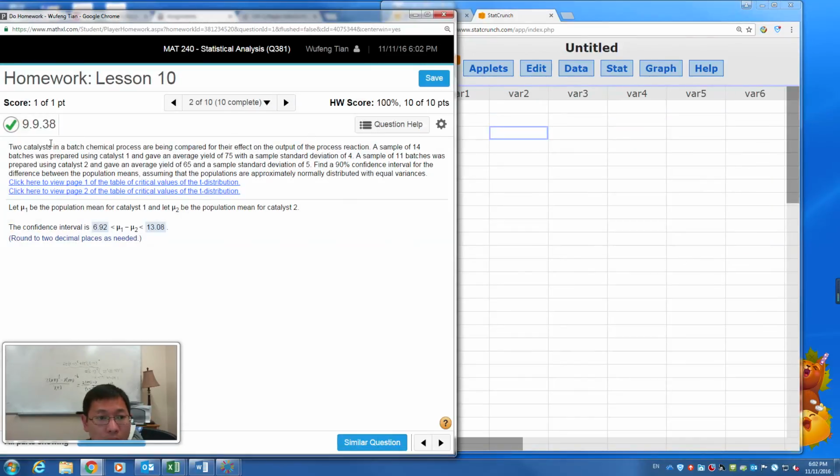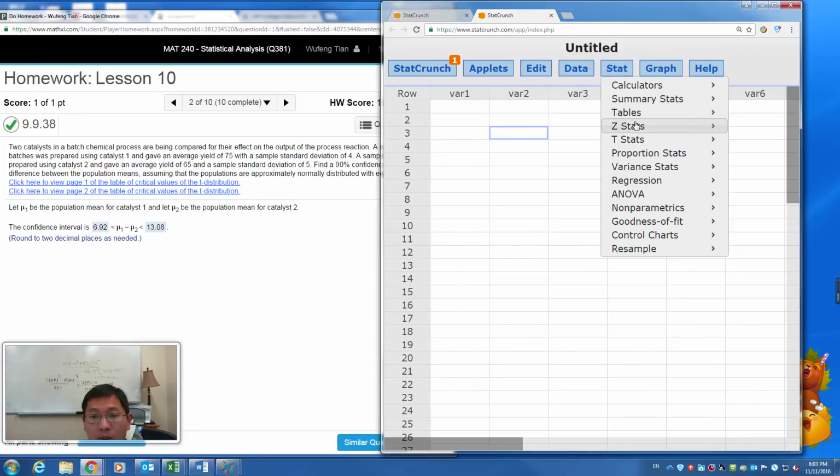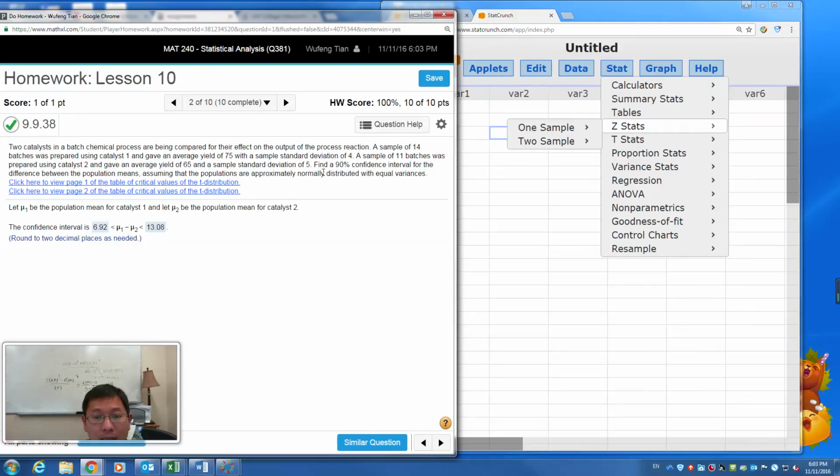We have two catalysts, so basically two chemicals. We're going to use these two samples. They said they have equal variance. But what did the problem give you? Sample 14 batches prepared, average and standard deviation. So it does not give you the standard deviation of the population. It gives you two samples. So we have to use the t-distribution because sigma is unknown for the population, and the sample variance is known.